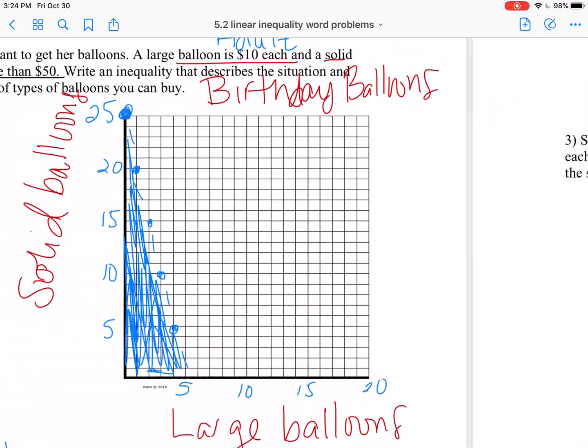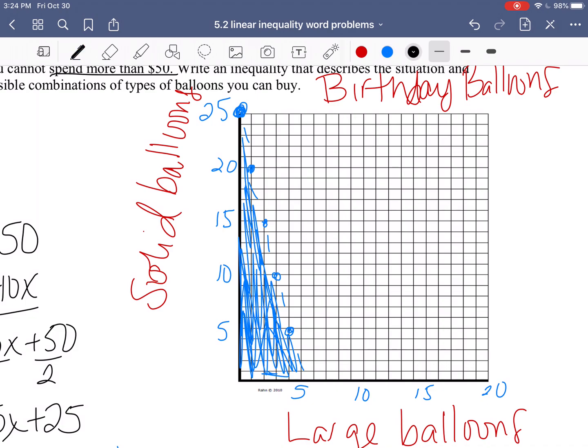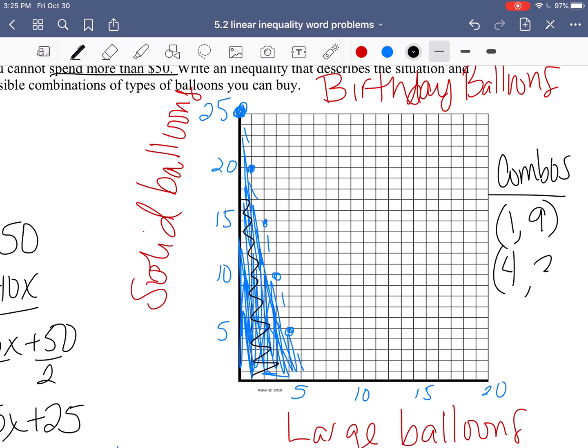And then we need to talk about possible combinations. So in order to not spend more than $50, the different combinations of balloons that we can buy, I'm sorry. So if I buy 1 large balloon, I can buy anywhere within this region of solid. So if I buy 1, that means I can still afford to buy, let's say, 9 solid balloons. If I buy 4 large balloons, that cuts my budget quite a bit, and I can only buy basically, looks like 3.